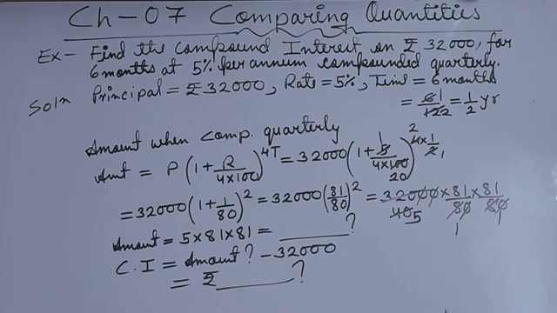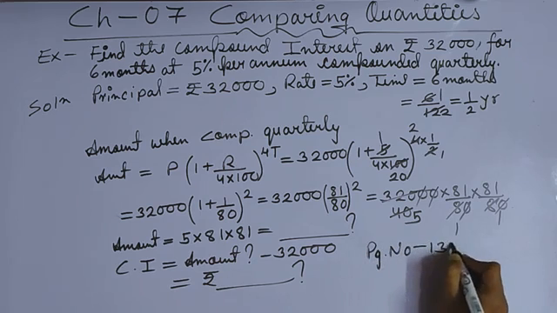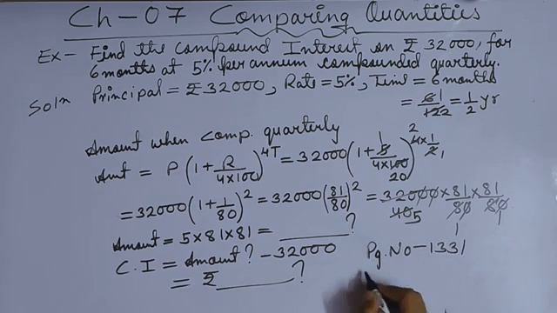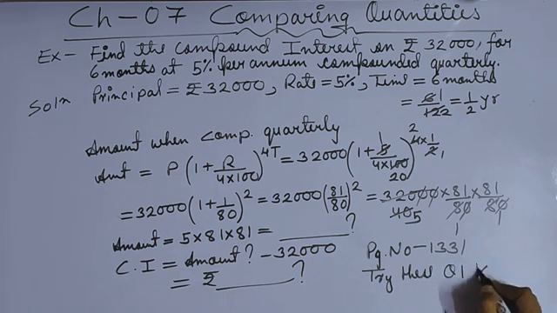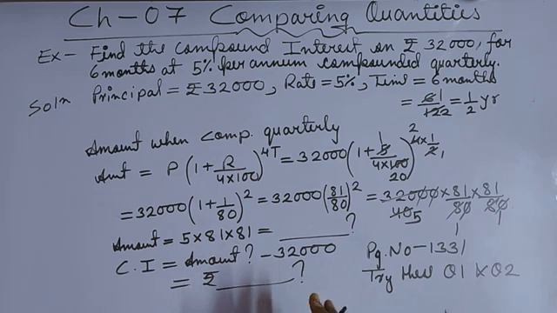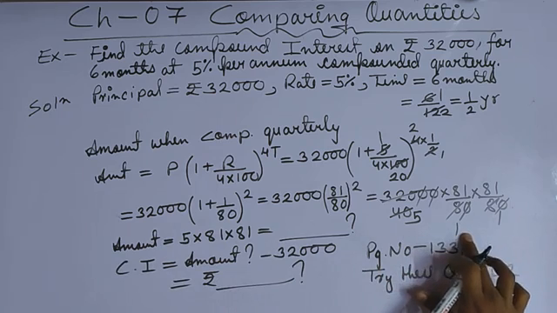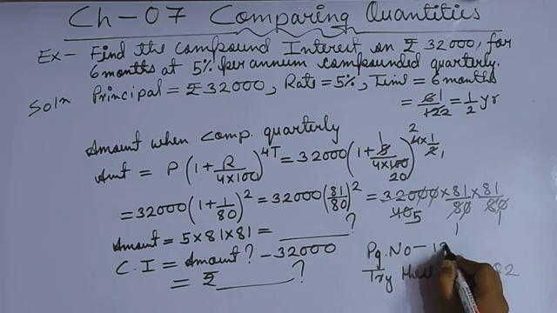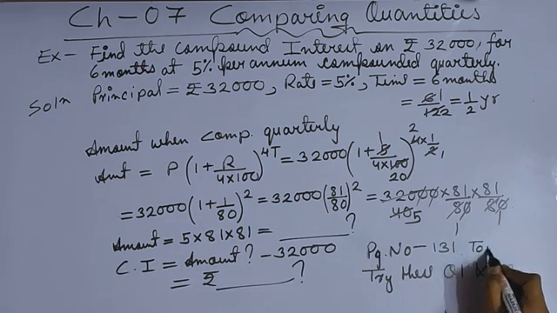The homework for today will be on page number 131. There is one question in the try these section, question number 1 and question number 2. Question number 1 is based on the annually concept, and question number 2 is based on the quarterly concept, when we calculate compound interest quarterly. So homework for today will be question number 1 and question number 2 of the try these section, present at the top of page number 131. You will do it by yourself as homework for today.